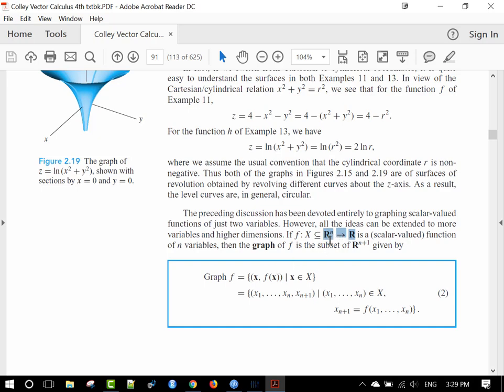So that's what it says. It's a subset of Rn plus 1. The surface was a subset of R3, right? It wasn't all of R3. It was just a set of points, the surface in R3. So this is going to be a subset in Rn plus 1. There it is.